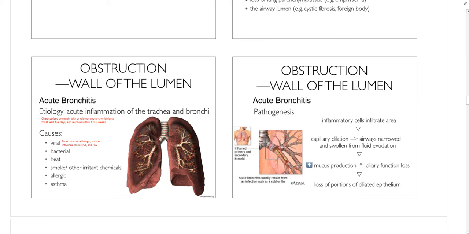This is characterized by a cough with or without sputum production, lasts at least 5 days, and generally resolves on its own within 1 to 3 weeks. This is normally caused by a viral infection such as influenza, rhinovirus, or RSV. We can have bacterial etiologies. It can be due to heat in the lungs themselves or the smoke that's associated with the heat, or maybe some other form of irritant and chemicals. It can be due to an allergic reaction or asthma.